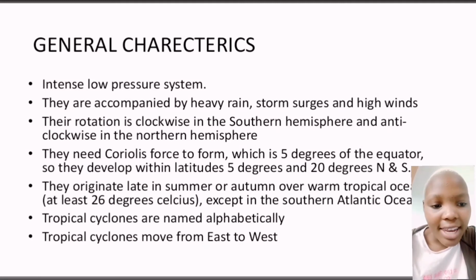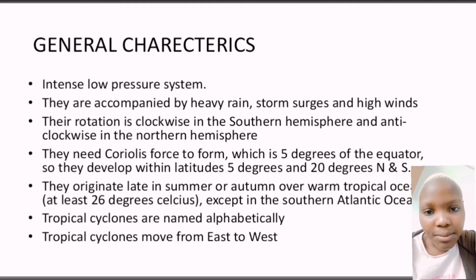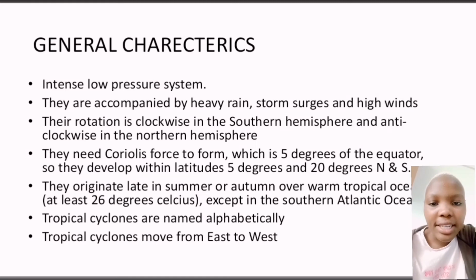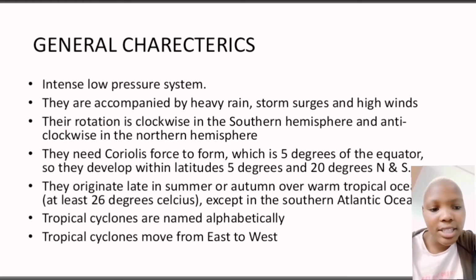Tropical cyclones are named alphabetically. This means that every time a tropical cyclone occurs, it will be named alphabetically. If it is the first tropical cyclone at that particular time, its name will start with the letter A. If it happens for the third time, the first letter of the name of a tropical cyclone will be C. That's how it's named. And last but not least, a characteristic is that tropical cyclones move from east to west.